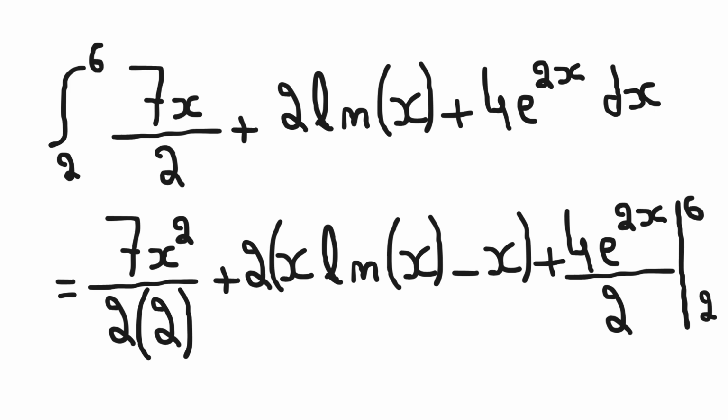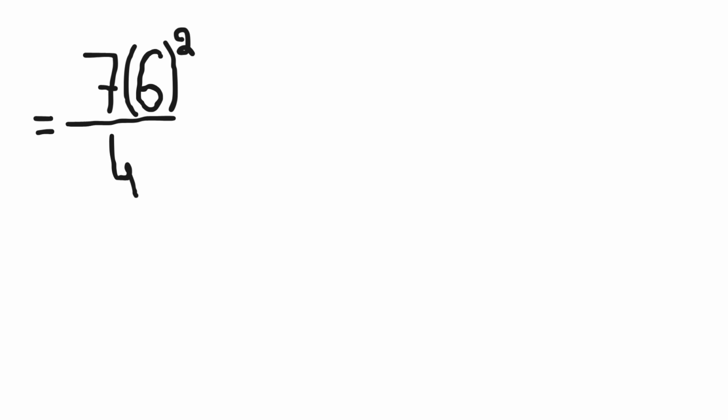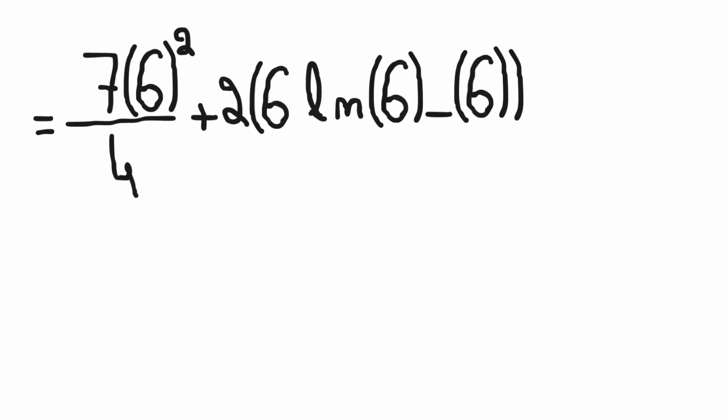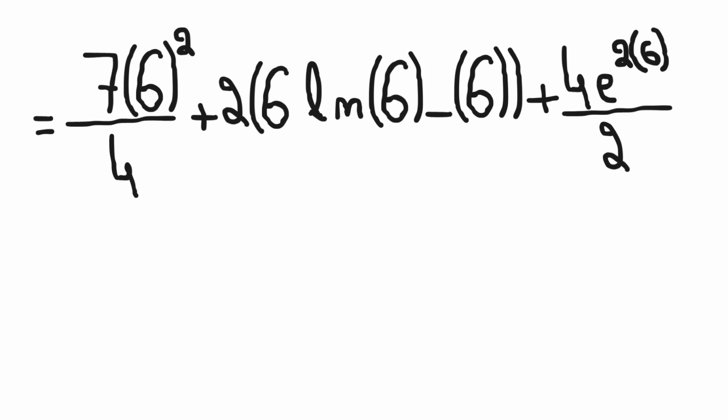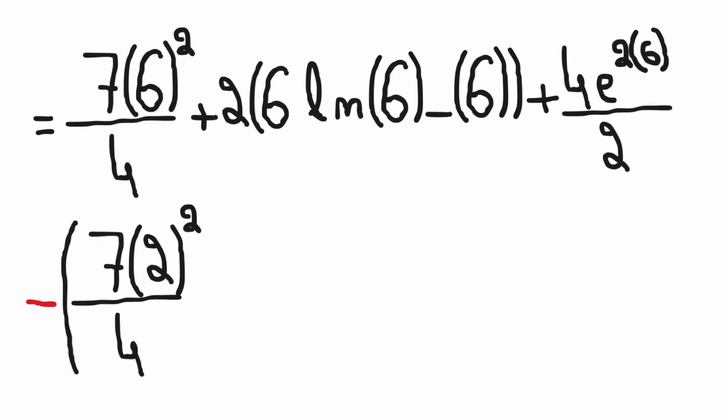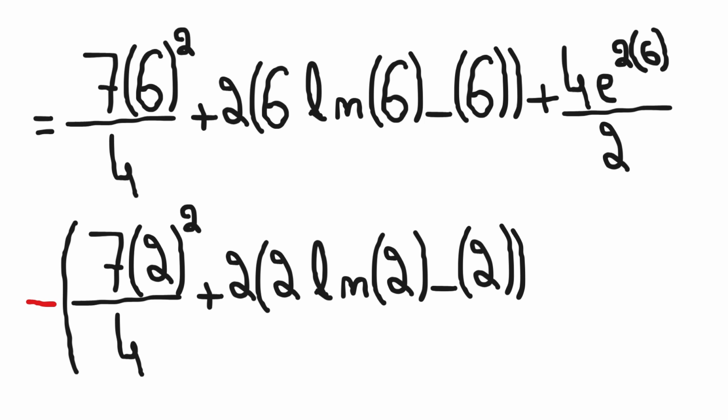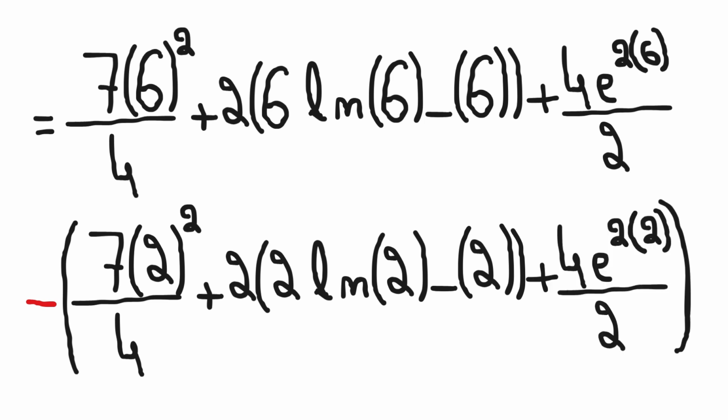The next step is to replace x by the boundaries and subtract them, so we have 7 times 6 squared over 4 plus 2 times 6 ln 6 minus 6 plus 4e^(2 times 6) over 2, minus 7 times 2 squared over 4 plus 2 times 2 ln 2 minus 2 plus 4e^(2 times 2) over 2.